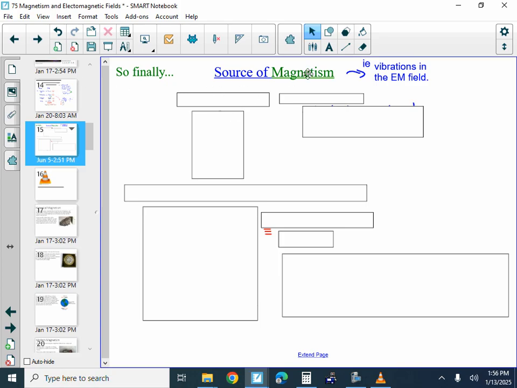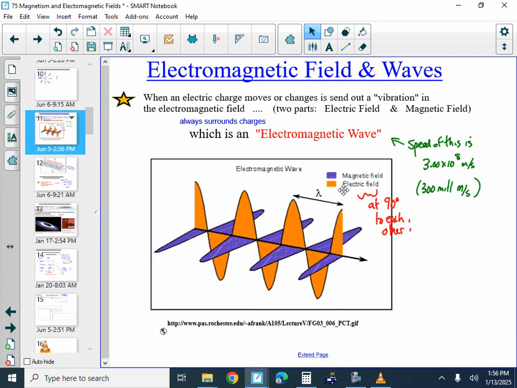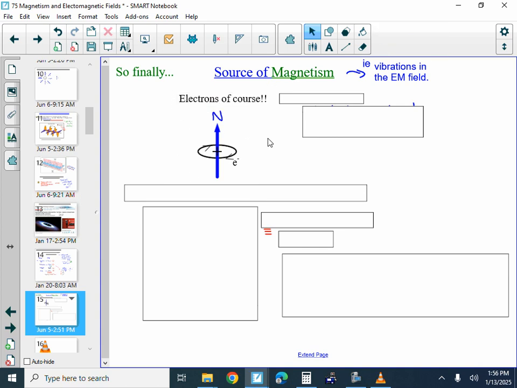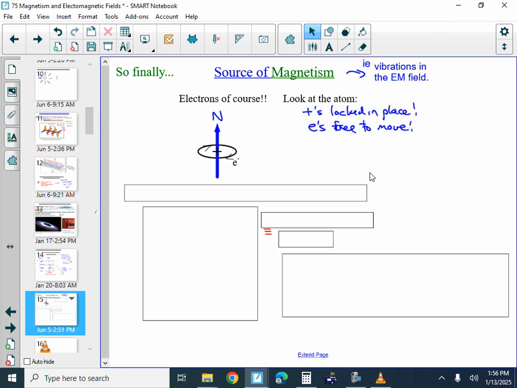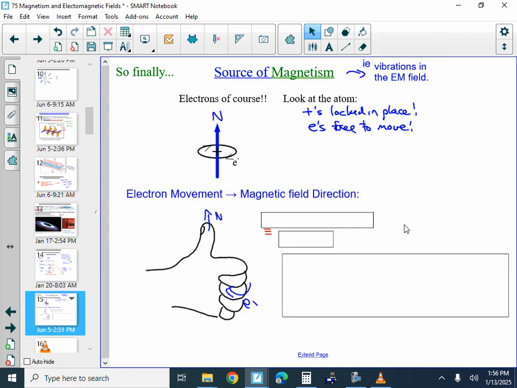that the source of magnetism, vibrations in an electromagnetic field, causing the magnetic portion of this, the purple part, you have magnetism, a magnetic field going on, the two are intertwined, and so it should be pretty obvious at this point that we're talking about electrons as being the source. So you look at the atom, of course, you've got electrons that can orbit around and cause there to be a magnetic field, and this is what causes magnetism.